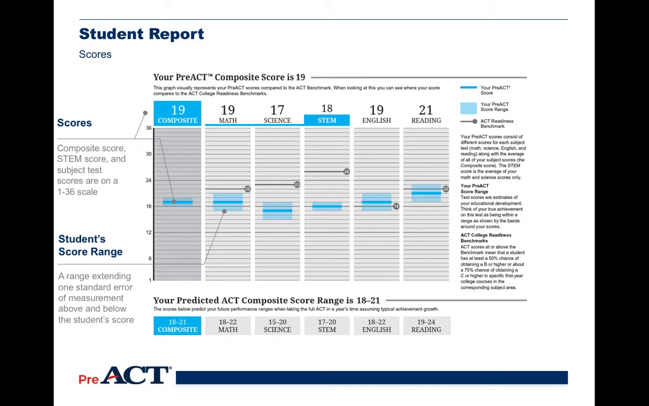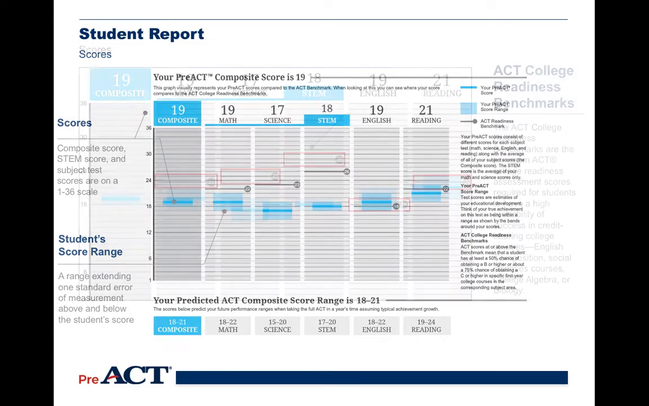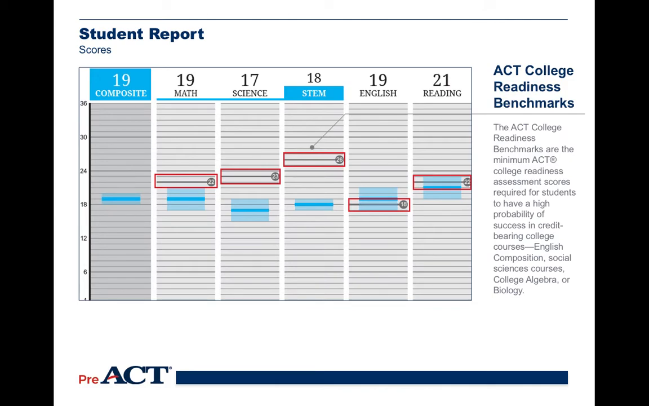The composite score is the straight, unweighted average of the math, science, English, and reading tests. Students also receive a STEM score, which is the average of only the math and science tests. The gray lines and numbers show the ACT college readiness benchmarks for each subject area. These benchmark scores are empirically derived and are the minimum score needed for a student to be on track to achieve success in a first-year college course.